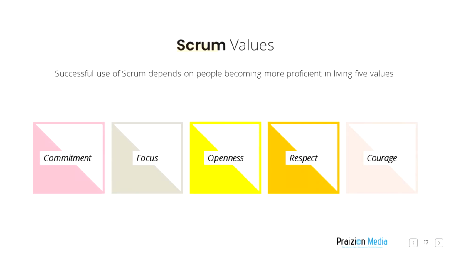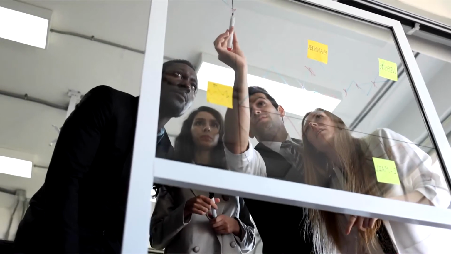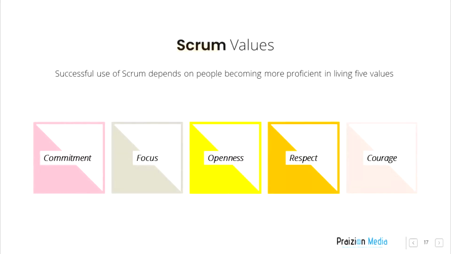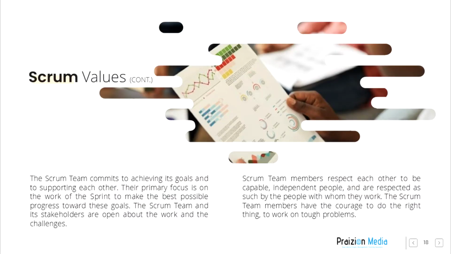Scrum values. Successful use of Scrum depends on people becoming more proficient in living 5 values: commitment, focus, openness, respect, and courage. The Scrum team commits to achieving its goals and to supporting each other.